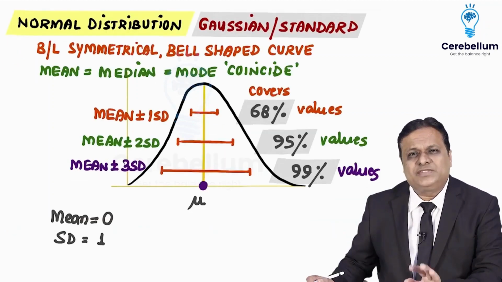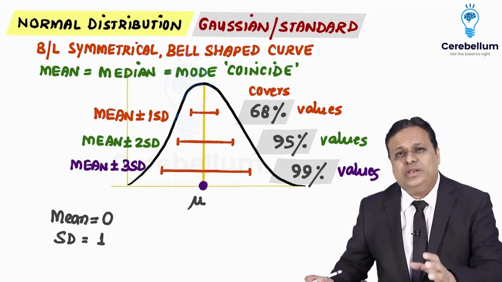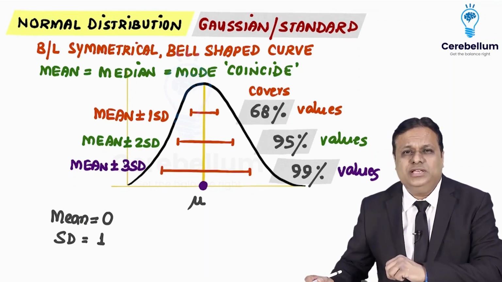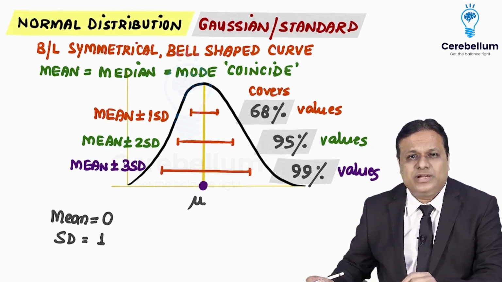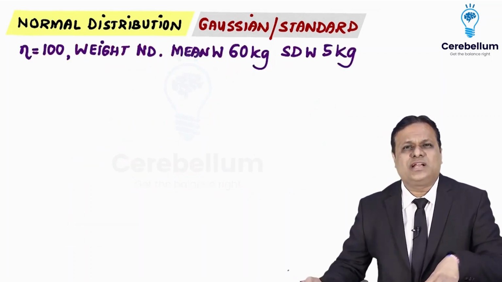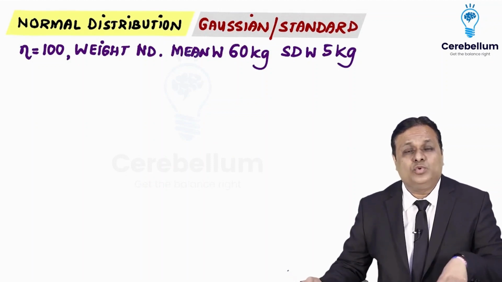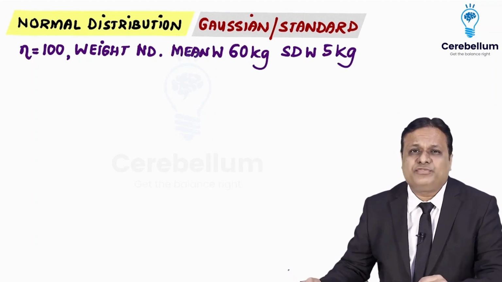Now beside these 5 properties and diagram, what else is asked from normal distribution is calculation based numericals, which is purely based on these properties or concept of normal distribution. Let's look at them one by one. Question is, in a class of 100 students, weight follow normal distribution. Mean weight of students in this class was calculated to be 60 kg. Standard deviation of weight 5 kg.